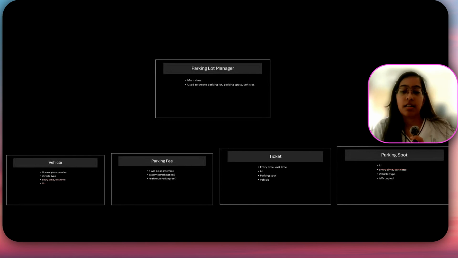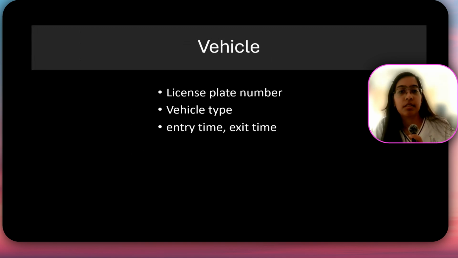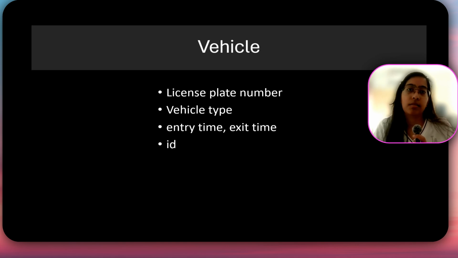Involved. And let's look at the first one, that is vehicle. So, what will the vehicle class have? It will have a license plate number, vehicle type, entry time and exit time, of course, ID, right? Like a unique identifier for the vehicle. No, these two things will not be in the vehicle class because the entry time and exit time should be known by the ticket and not by the vehicle. And you don't need an ID because license plate number of a vehicle is the unique identifier of the vehicle, right? So you don't need that.